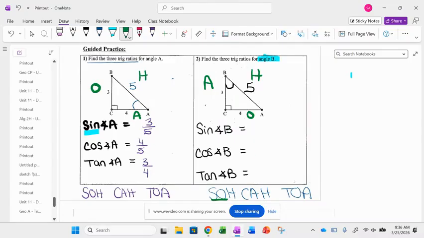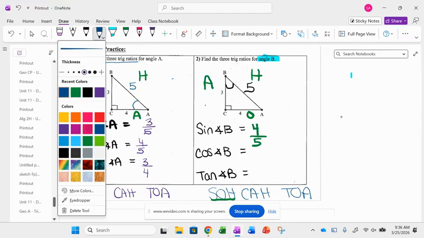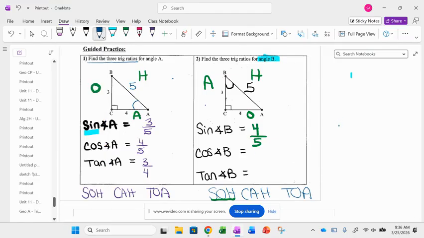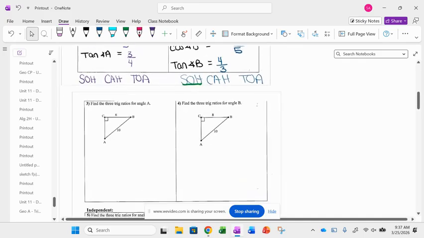So now the sine of angle B is going to be SOH. So that is going to be the opposite, which is 4, over the hypotenuse, which is 5. The cosine of angle B is CAH. So that's going to be the adjacent 3 over the hypotenuse 5. And the tangent of angle B is going to be TOA, which is the opposite, which is 4, over the adjacent, which is 3. How many people got those all correct? Excellent. All right, let's keep going.